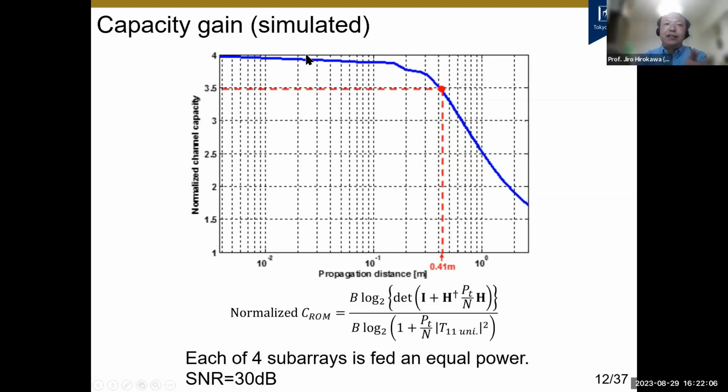But when the propagation distance is longer, this capacity gain decreases, okay? Especially in the far field region, this capacity gain decreases for longer distance. For the distance of 0.4 meter, in our case, we can estimate 3.5 in simulation.